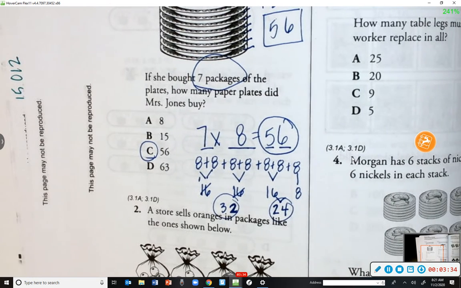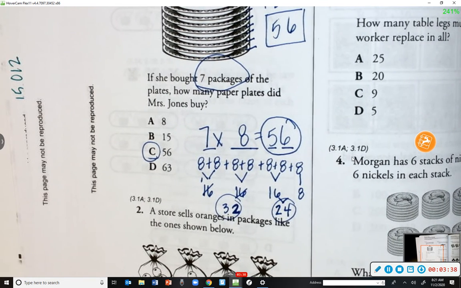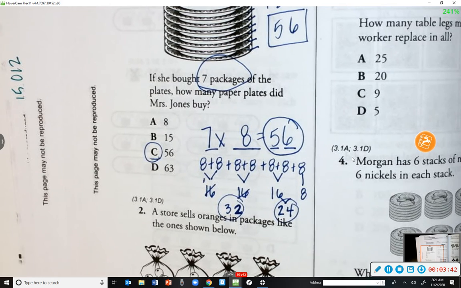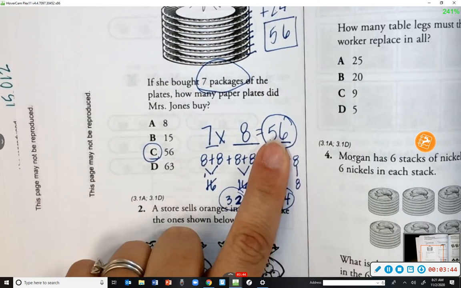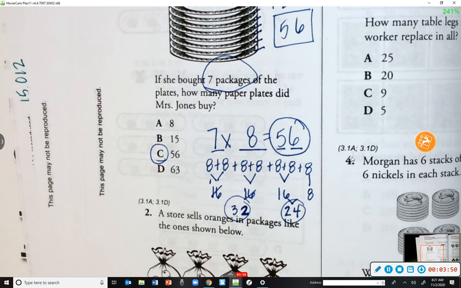What about a different number? Skip count. What do you mean, what about a different number? If it's a different number, then this trick does not work for that. Just 7 times 8. Is that what you're saying? Yeah. 5, 6, 7, 8. That's it. 56 equals 7 times 8.